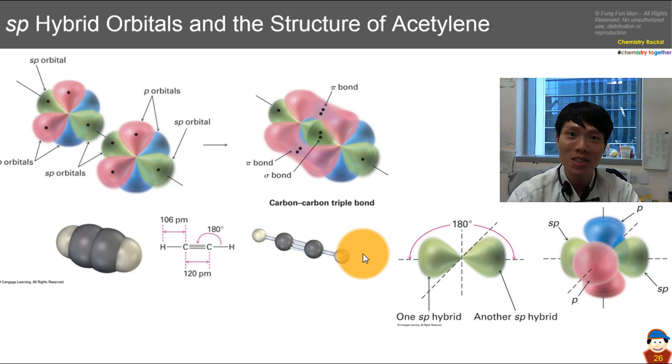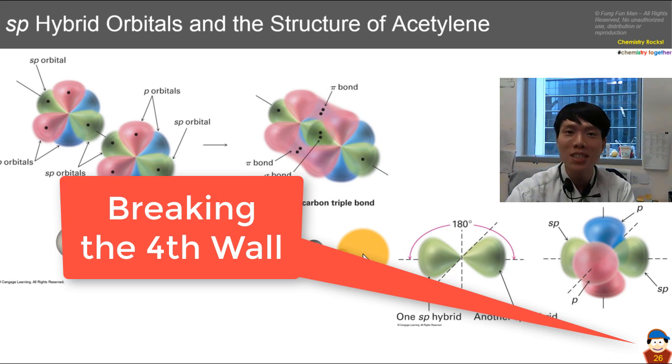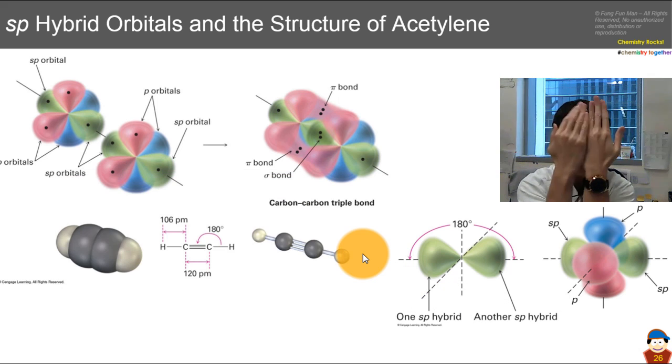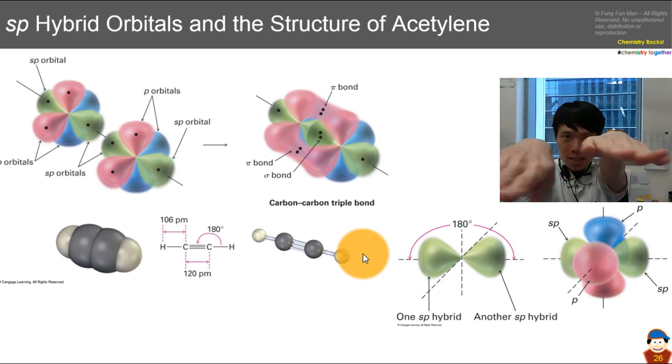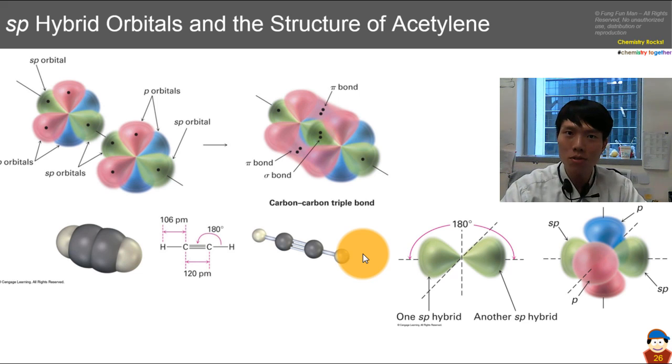This carbon-carbon triple bond is even shorter than the carbon-carbon double bond, because now I'm forming two pi bonds, a double overlap of the p orbitals this way and this way. They have to be really close, if not you can't form the bond.